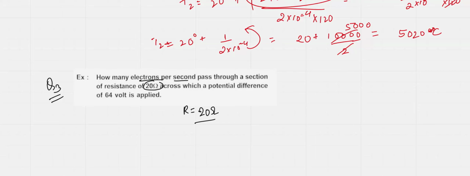We need to assume this resistance is nothing but a kind of conductor, right? It must be having some length. So it is saying, how many electrons are passing through this particular section. This is what it is.